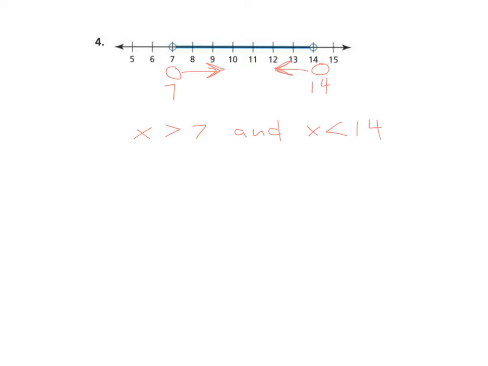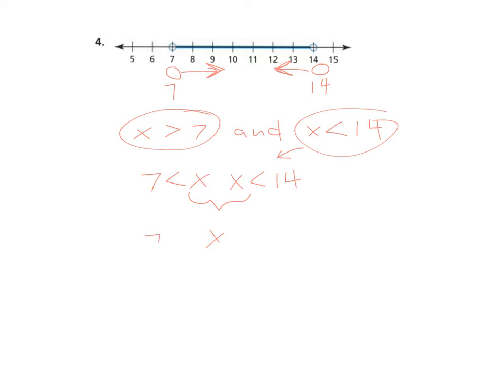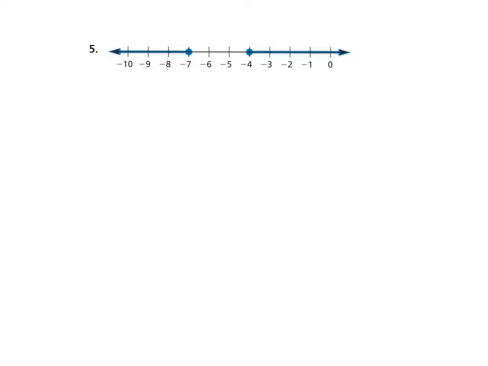We're going to take the smallest one between 7 and 14, that's going to be this one, and we're going to flip it. That's going to be 7 is less than x. We're going to bring this down. X is less than 14. We're going to combine those two. We should have 7 less than x less than 14. That is the compound inequality for that graph.